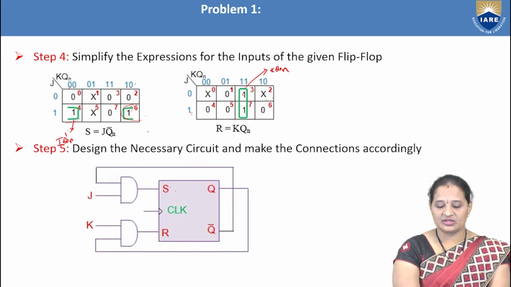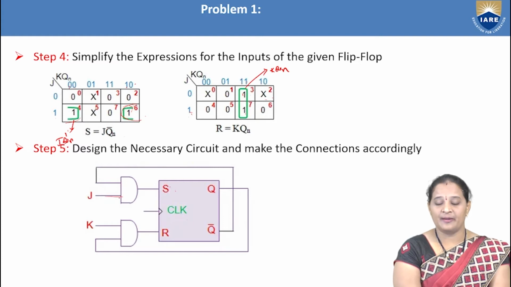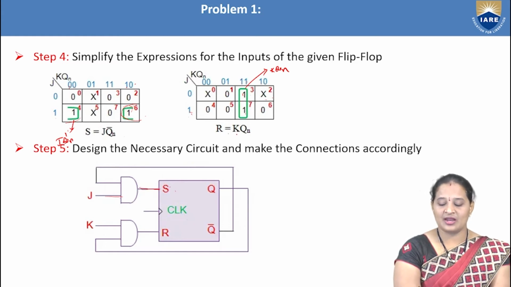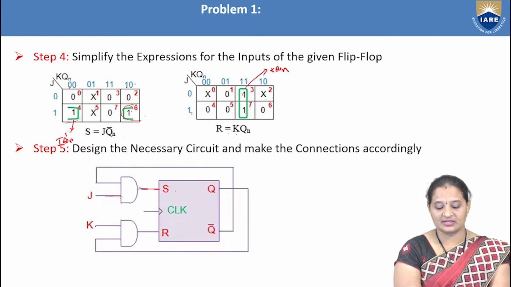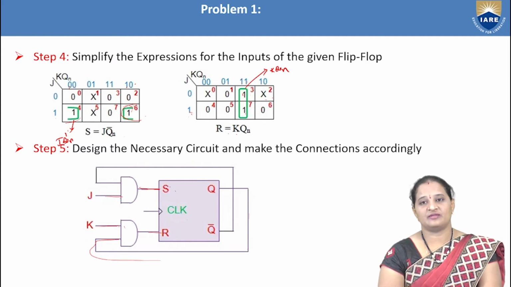So S is equal to J into Qn bar. That is why I'm taking an external input J and an AND gate, to which one input is J and the other input is Q bar. So Q bar is connected to the AND gate, and its output is given as the input to S. Whereas R is equal to K into Qn. So I'm taking another AND gate, and one input to that AND gate is K and the other input is Qn. So Q is directly connected back to the AND gate, and the output of this AND gate is given as R. So this is the conversion of SR flip-flop into JK flip-flop.